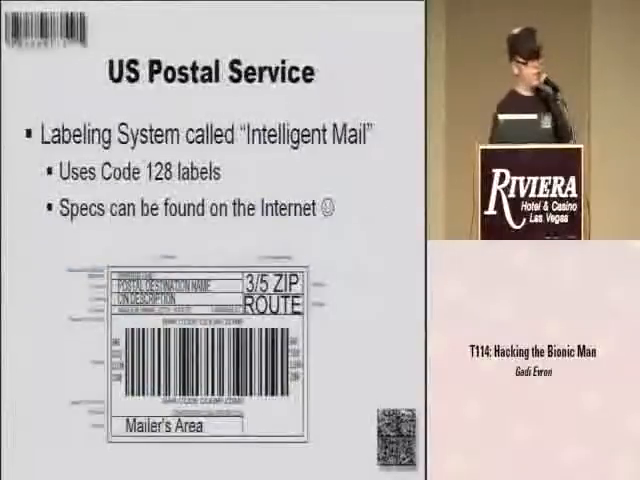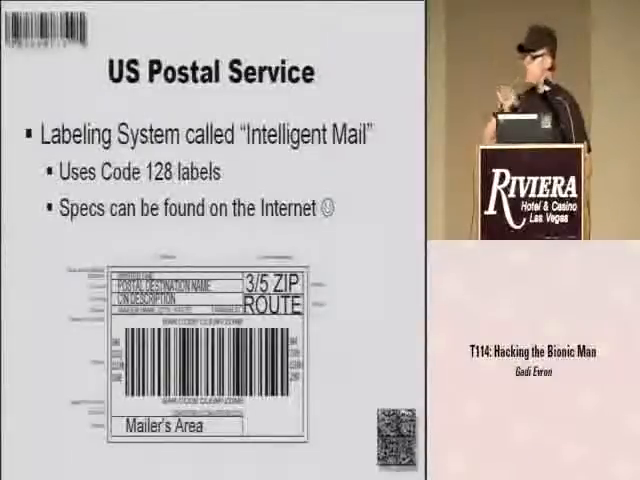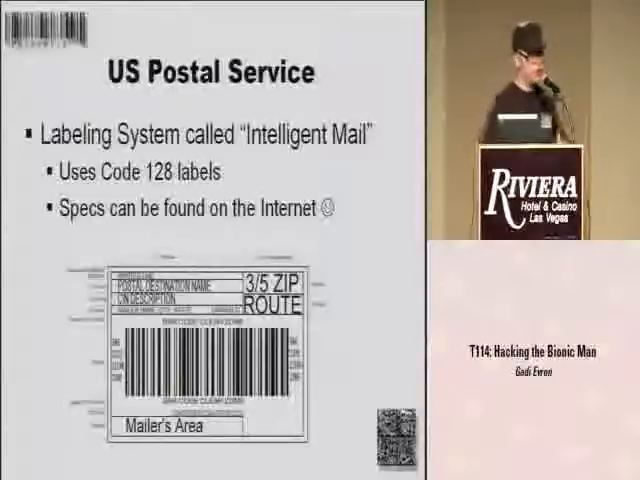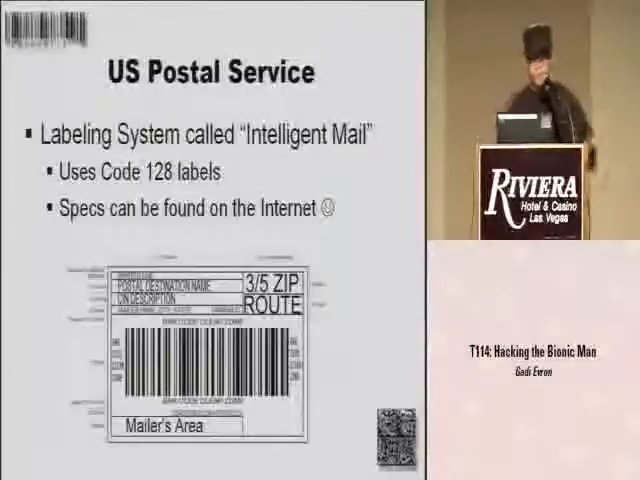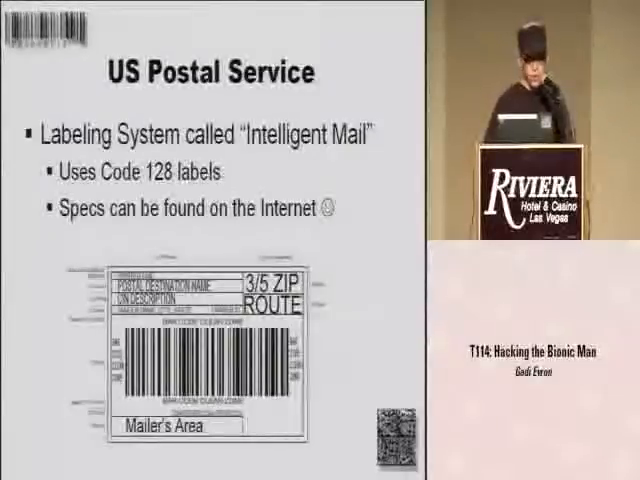And then we have the US postal system. This is probably going to get me in trouble. They have this labeling system that's called Intelligent Mail. I assume it got this name because the system was actually written by someone intelligent. Not getting there. So it uses Code 128 labels. And I actually found the specs on the internet, literally the doc file specs on how this works. So here you see how big this thing has to be and stuff.